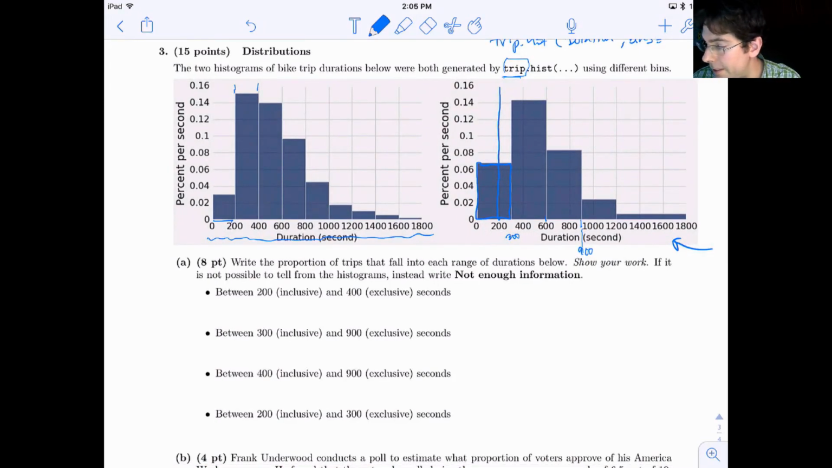Okay, so the first question says, between 200 and 400 seconds, what proportion of trips fall into that range? We can read that directly off of the first histogram if we know how to interpret histograms. And here's the rule. If you have a particular range that corresponds to one of the bins, then the proportion of all duration values is the area of that bin.